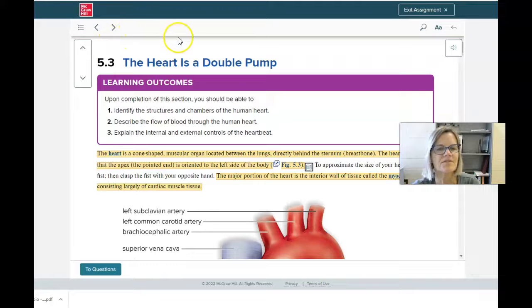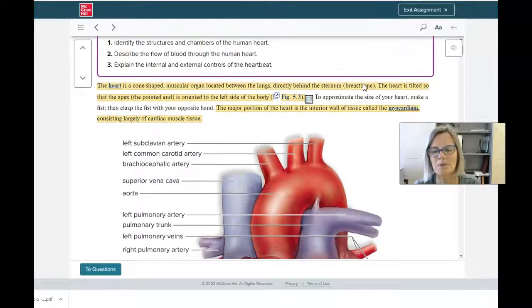Hi, we're in section 5.3 in the cardiovascular system, talking about the heart and the blood vessels. In this lecture, we're going to be specifically talking about the heart, and the title here says the heart is a double pump. And really, when we're talking about that double pump, we're talking about pumping the blood to the lungs and back, and pumping the blood to circulate throughout the body.